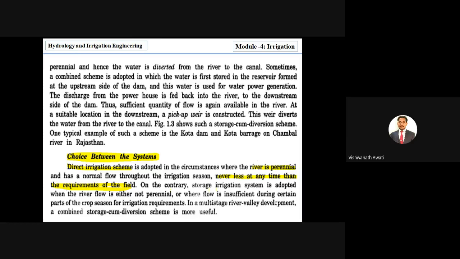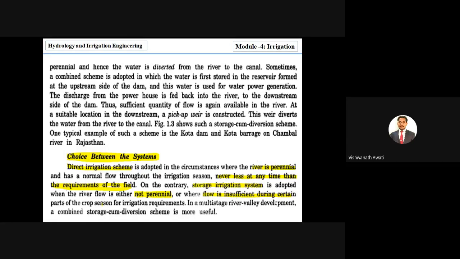contrary, is the storage irrigation scheme, right? Next is the storage irrigation system. A storage irrigation system is adopted when the river flow is either not perennial or where the flow is insufficient, during a certain part of the crop season. So here we know some seasonal flow of water will be there in the river.